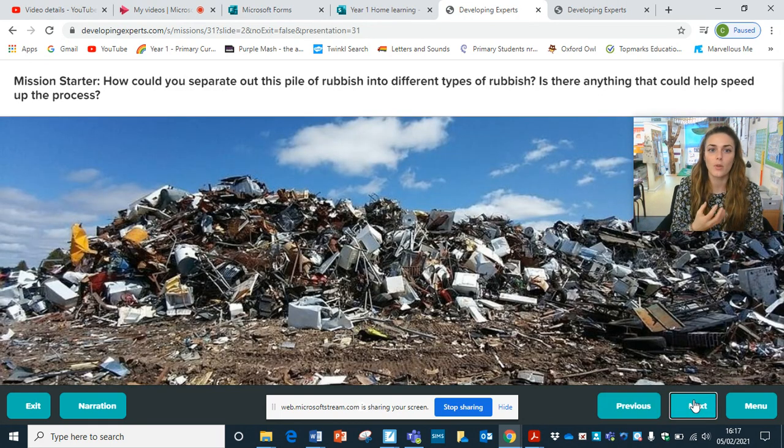So, how could you separate out this pile of rubbish into different types of rubbish? Is there anything that could help speed up the process? And like I said, pause and have a think if you need to.